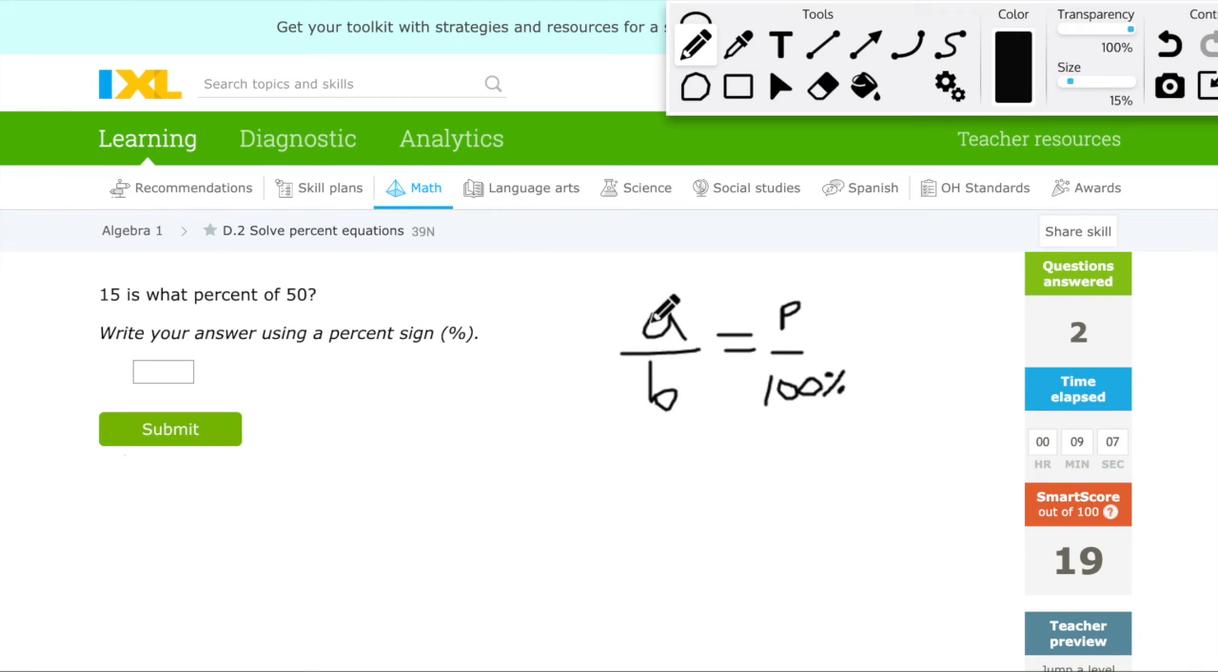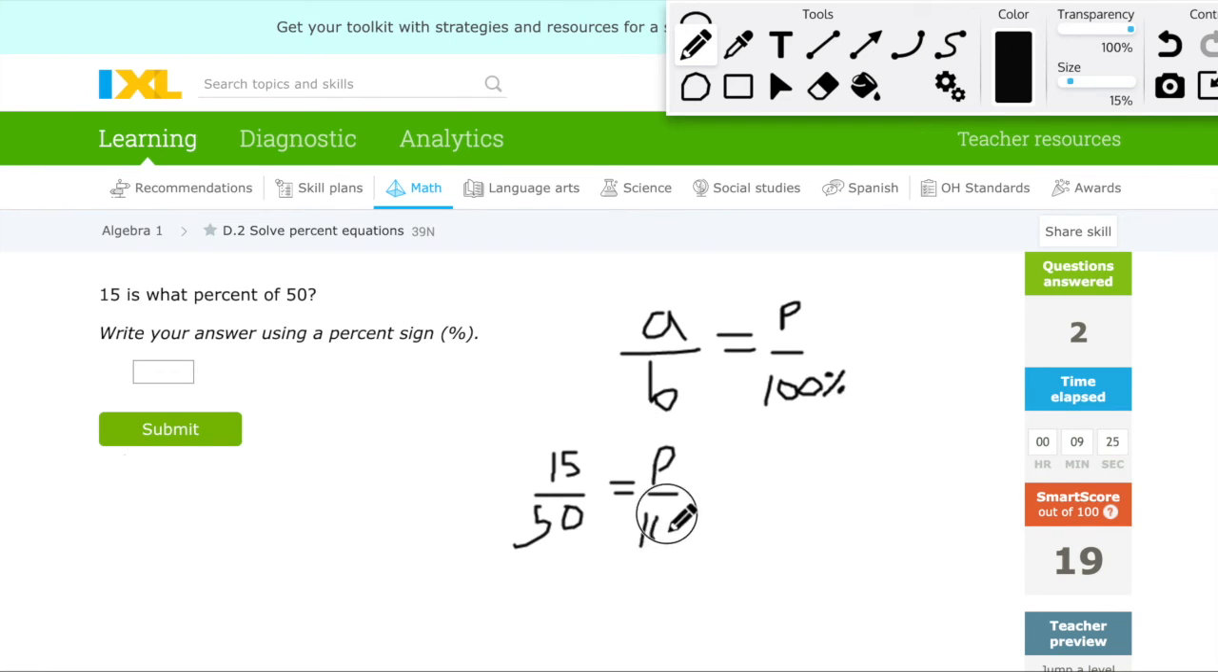15 and 50, neither are percents. We know that 50 is the whole, 15 is the portion of it. So 15 over 50 equals P over 100.